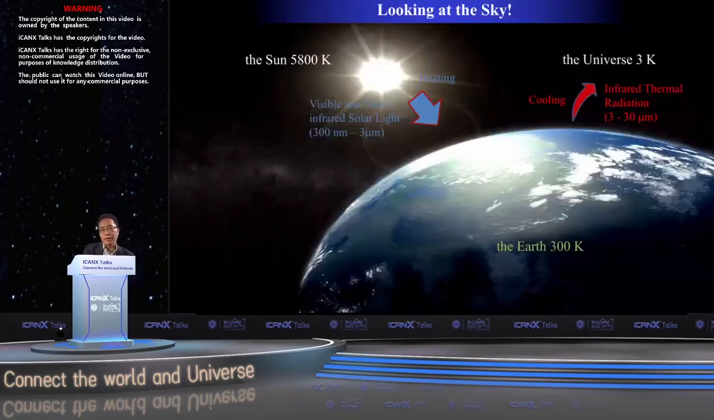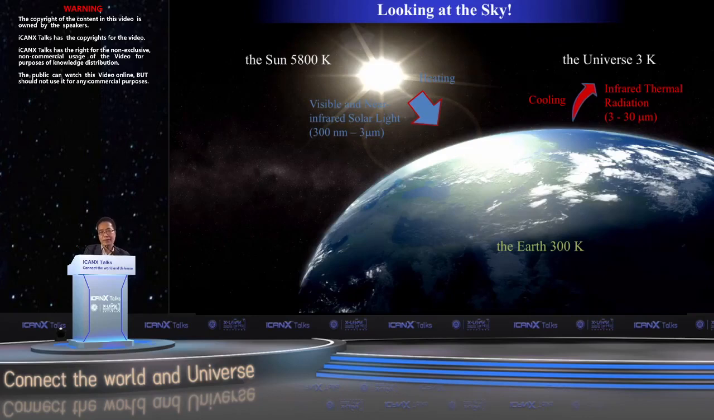Now, as I mentioned, we look into this problem and we usually look around ourselves. But if you look a little bit beyond, we all live on Earth. And on this Earth, we have a lot of sunlight coming in, about 1,000 watts per square meter, right? And it comes in as visible and near infrared light, 300 nanometers to 3 micron wavelengths.